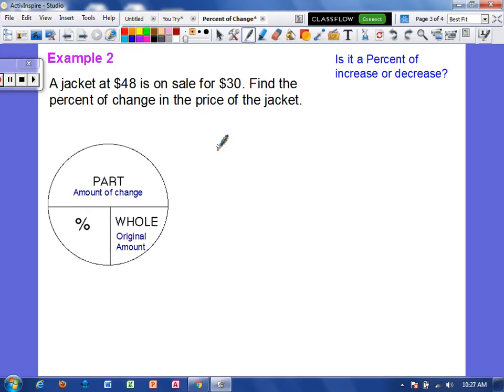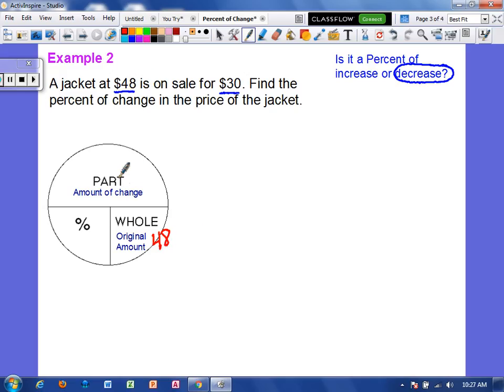All right, example 2. A jacket at $48 is on sale for $30. Find the percent of change in the price of the jacket. The jacket started at $48, then it was on sale for $30. So we know that it has decreased in price, so this would be a percent of decrease. Now we want to fill in the percent wheel. The original amount was $48.